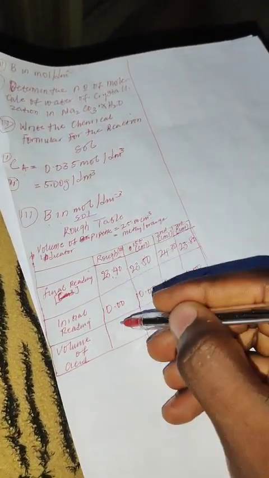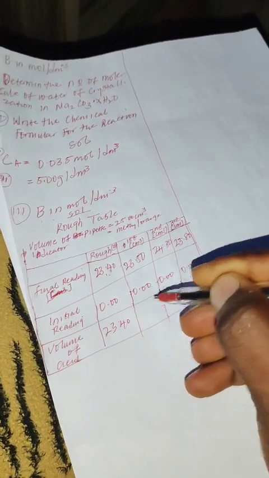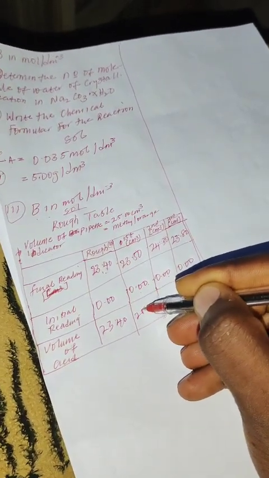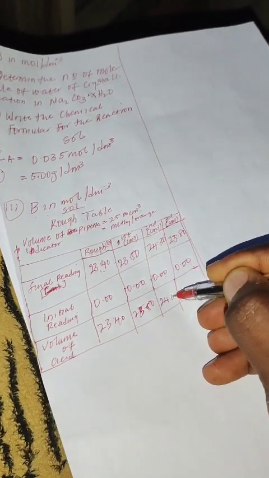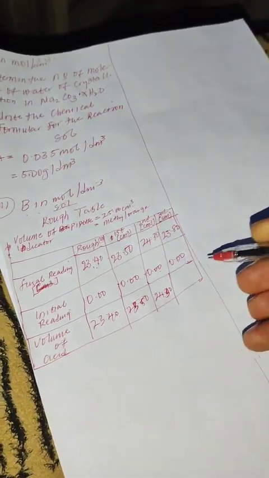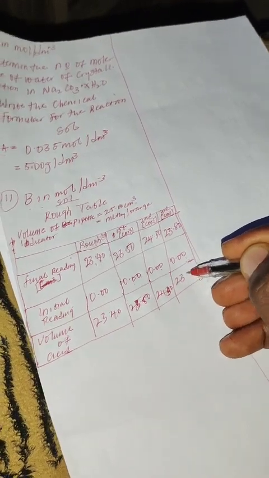So with this, we can bring this down. We have 23.40, 23.50, then we have 24.30, then we have 23.80.